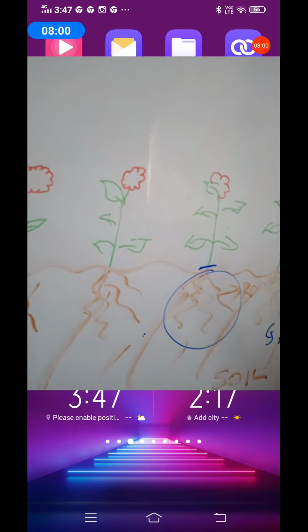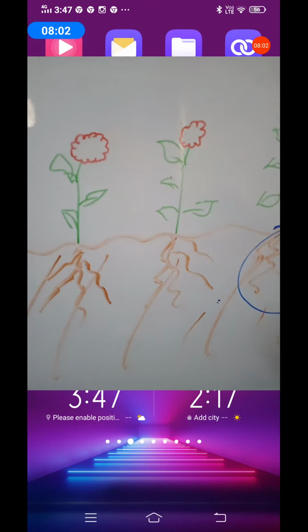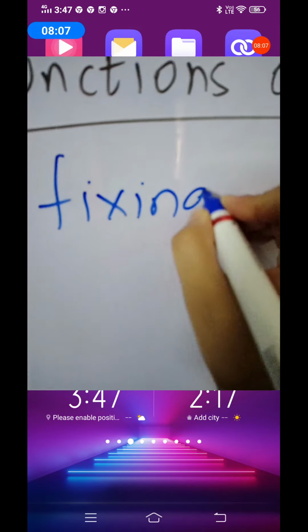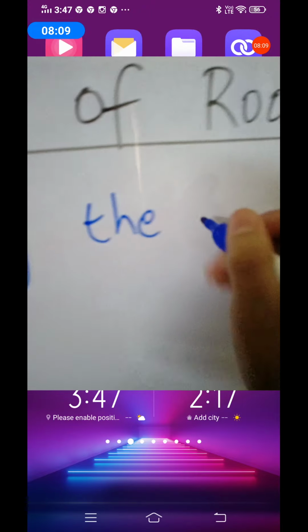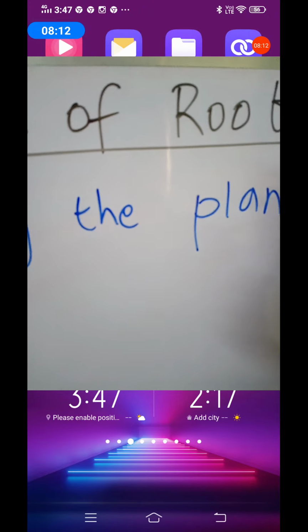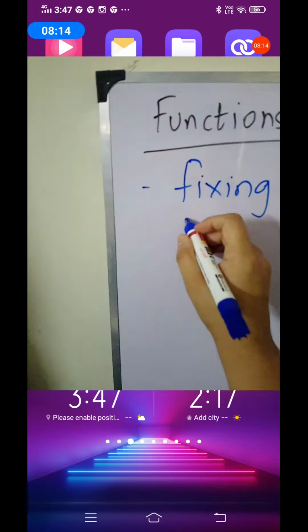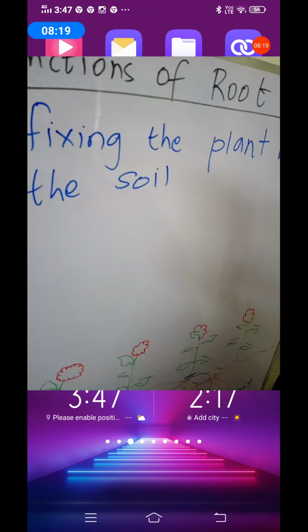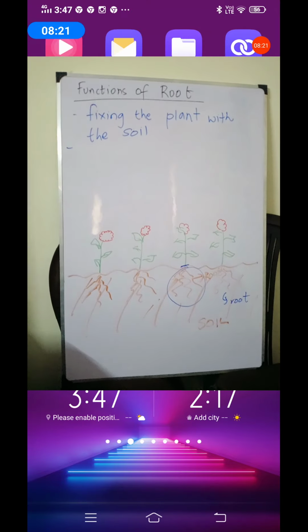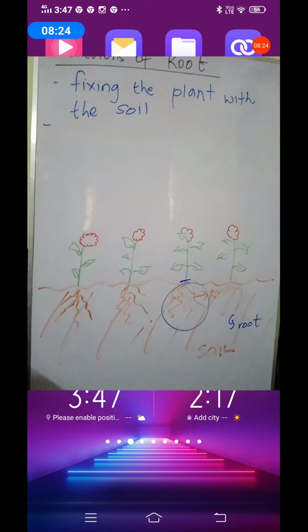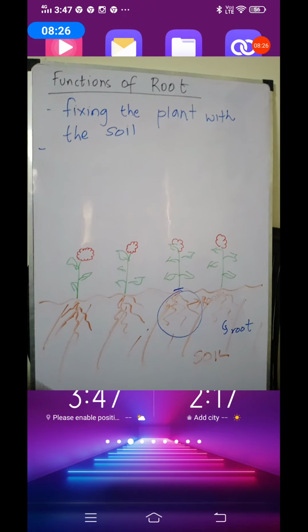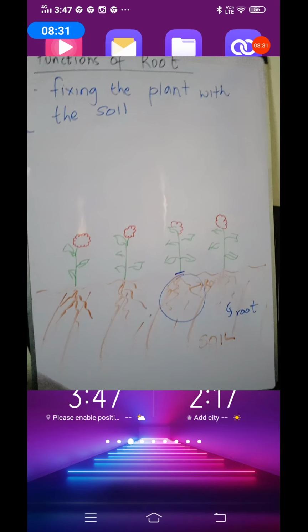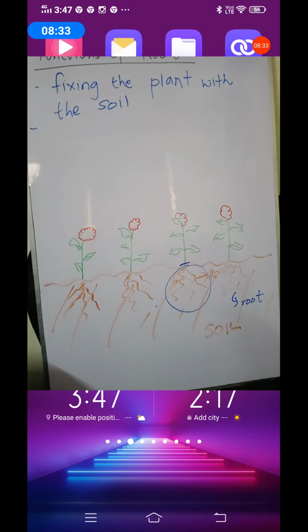Isn't it? So fixing the plant with the soil. Okay, so we've done the first one. Okay, what is this root doing? It is fixing the plant with the soil. Now what is the next thing that it is doing? Can anybody tell me?